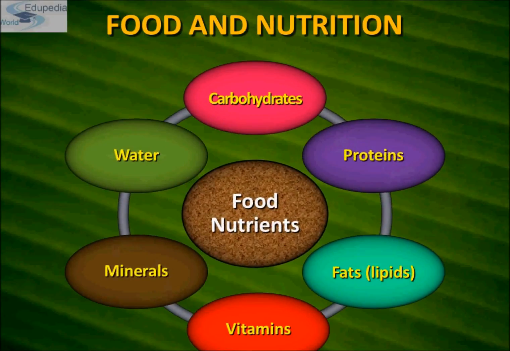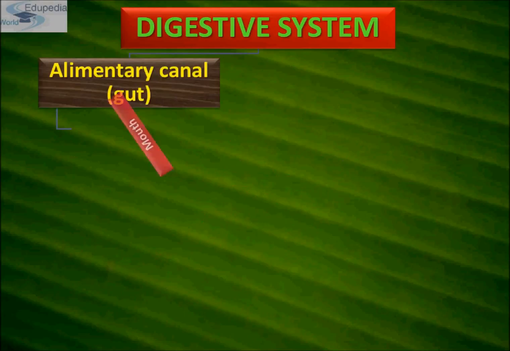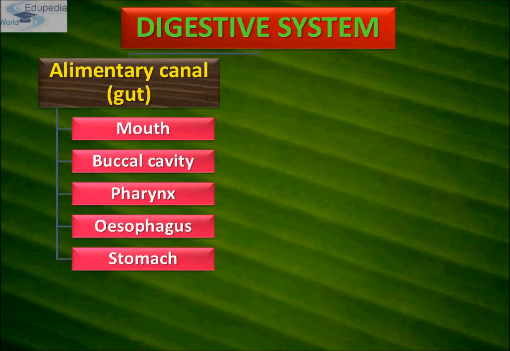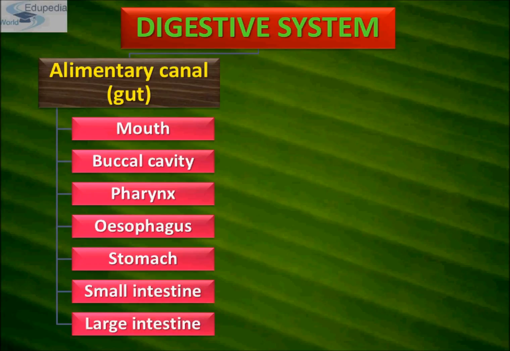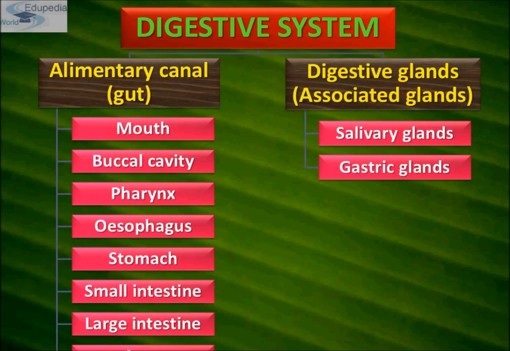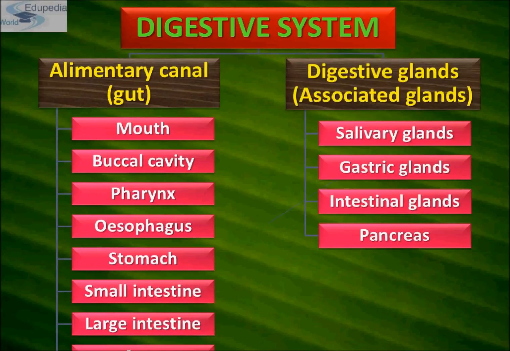So food nutrients are of several types: carbohydrates, protein, fats (fat is also known as lipids), vitamins, minerals and water. Okay, so the digestive system, the alimentary canal, has several subdivisions such as mouth, buccal cavity, pharynx, esophagus, stomach, small intestine, large intestine and anus. We'll be studying in detail each of them.